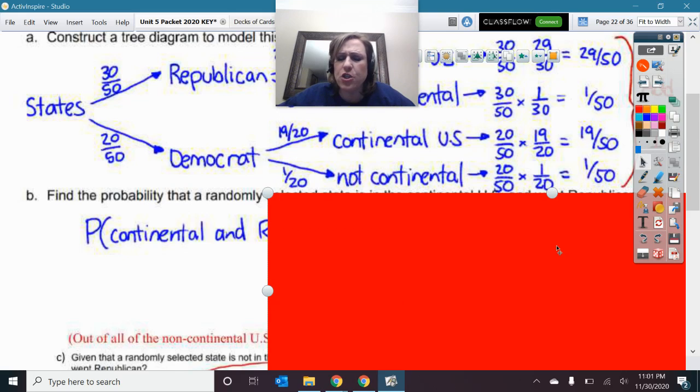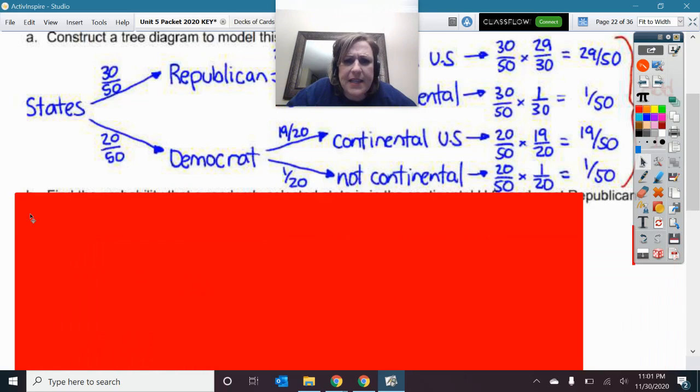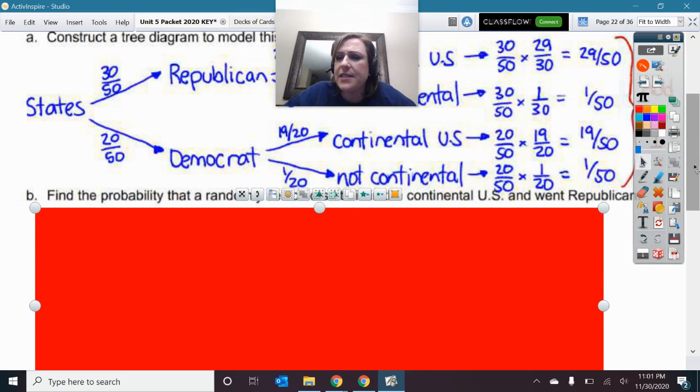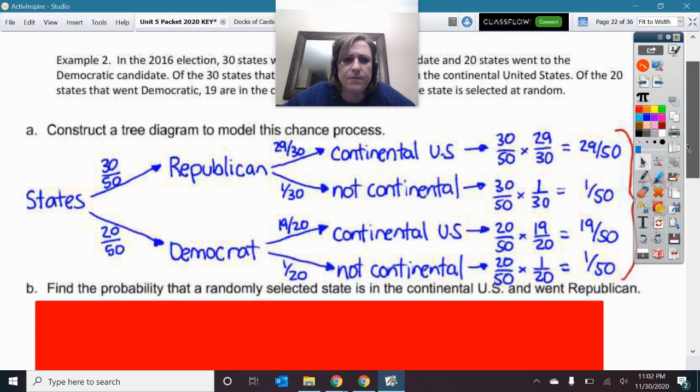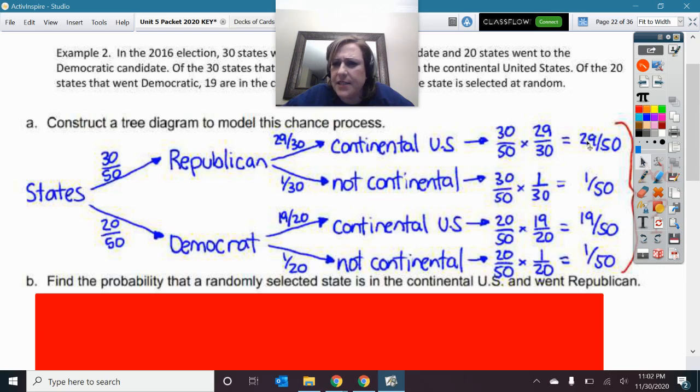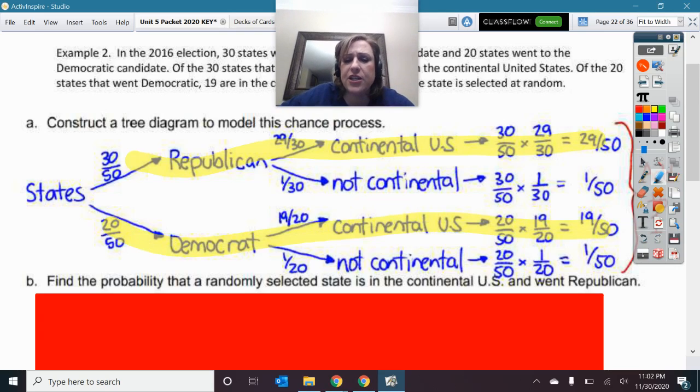Here we go. First question: what is the probability that a randomly selected state is continental US and went Republican? Okay, so let me go find that section. Continental US is this little section and this little section, but it says continental US and Republican. So then that is just this top little strand. So that's 29 out of 50.